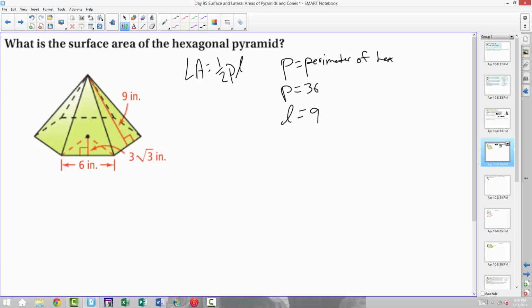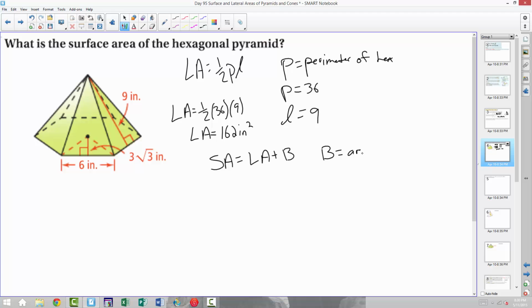The slant height is the altitude of the triangle on the lateral face. So my lateral area is equal to half of 36 times 9, which gives 162. So the lateral area is equal to 162 inches squared. Since we're dealing with area, it's units squared. Now, if I want my surface area, the surface area is equal to the lateral area plus capital B. Well, capital B is the area of a regular hexagon.